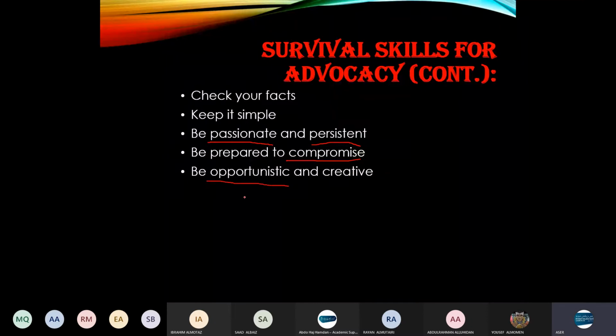And most importantly, try to be somewhat opportunistic and also creative. So once you see an opportunity, do not hesitate to take it. Really, while making a campaign, do not hesitate to take any opportunity that can help you while conducting the campaign.